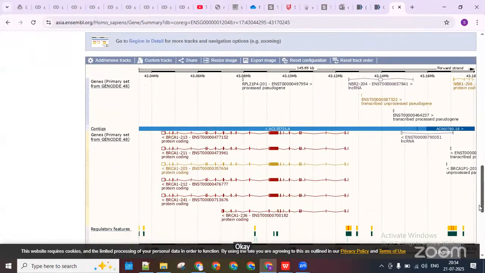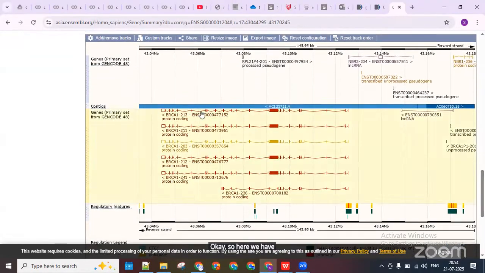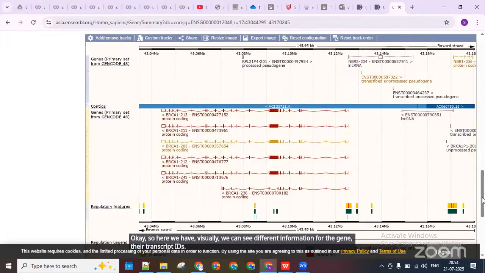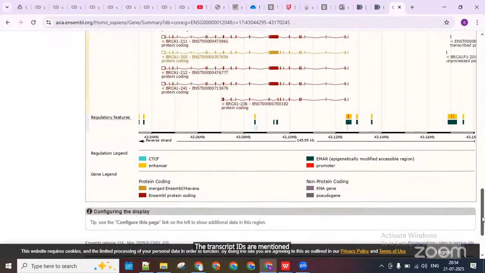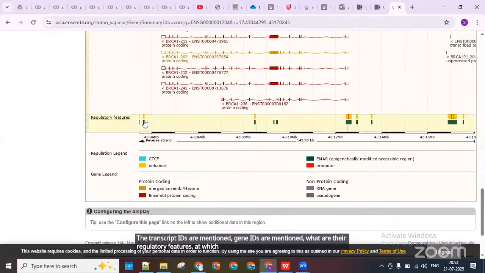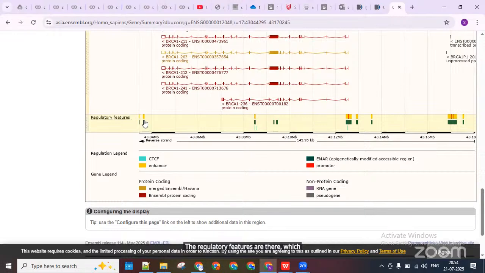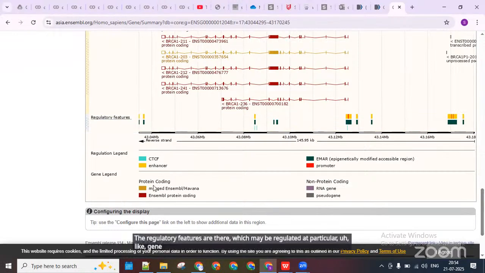Okay, so here we can visually see different information for the gene. Their transcript IDs and gene IDs are mentioned, along with their regulatory features and the particular locations where the regulatory features are, which may regulate gene expression. Then we have protein coding sequences, all highlighted in the figure.